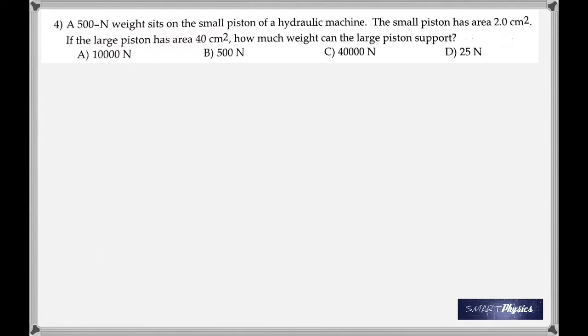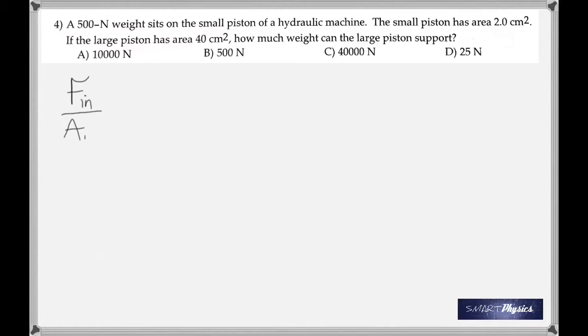Here in the next one, 500 newtons of weight sits on the small piston of a hydraulic machine, and the area of that small piston is 2 centimeters squared. Large piston has 40 centimeters squared. How much weight can the large piston support?